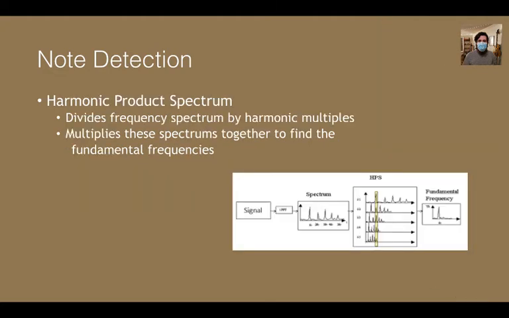You can see here the harmonic product spectrum and how it works, and you can see how the spectrums are divided into different integer multiples, and that results in the harmonics being multiplied into the relative fundamental frequency bins to emphasize them.